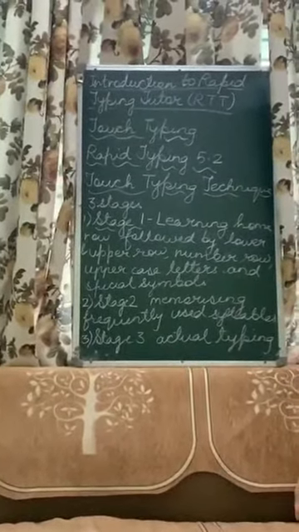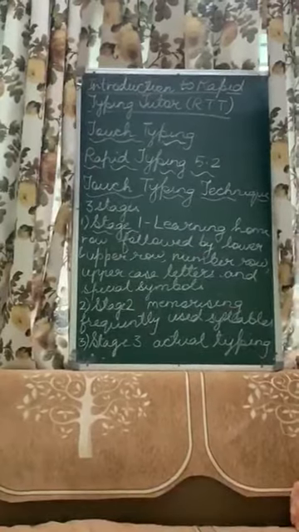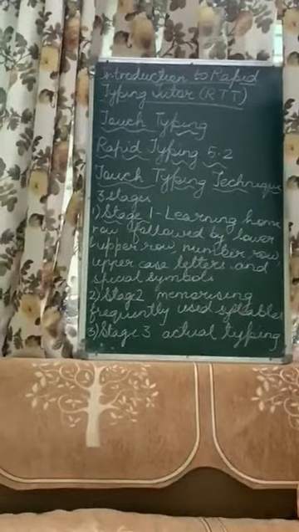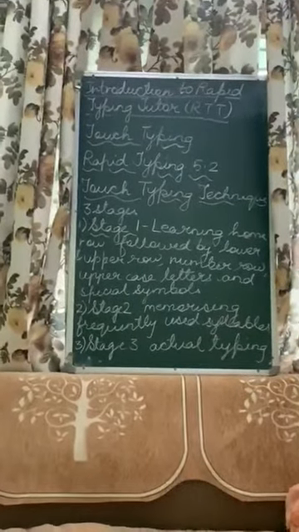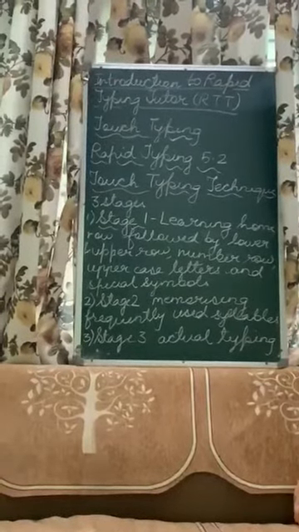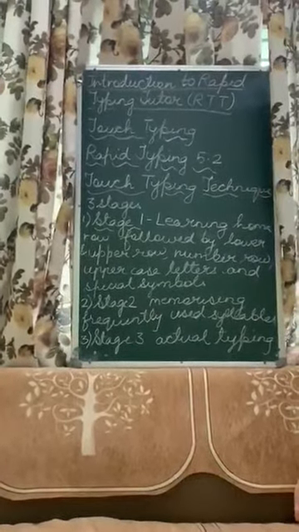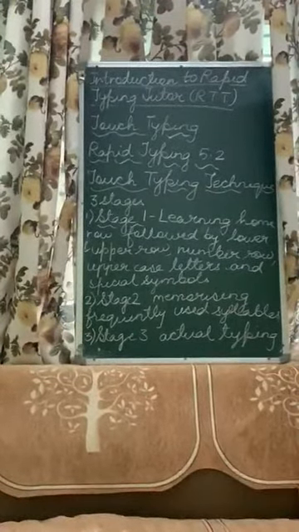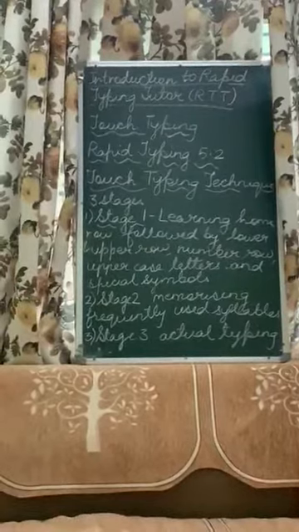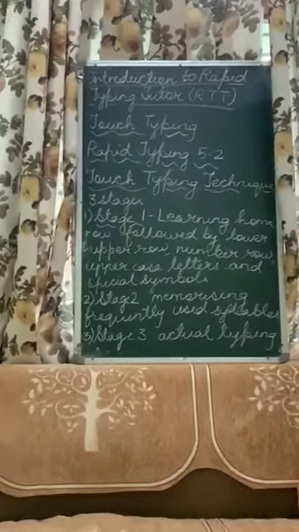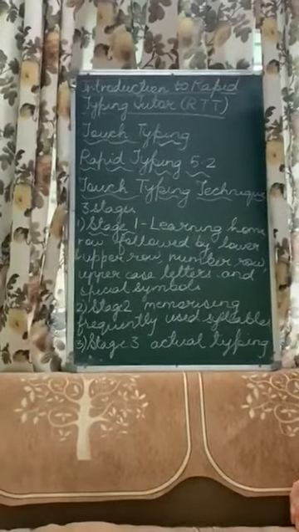On this home row itself, you will find protrusions on the F and J keys that will help you identify that this is the home row. Looking at the keyboard is strictly forbidden. Once you have learned the home row, it will be followed by learning the lower and the upper row, plus the number row, the uppercase letters and the special symbols. So all this will be included in your stage 1.